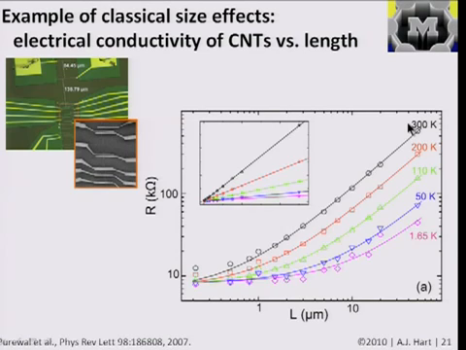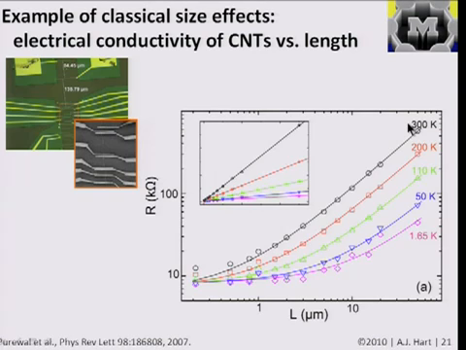Or basically, the electron can go from one end to the other without hitting another electron or hitting the wall of the material. And this means that if you're in the ballistic regime for something such as a carbon nanotube, the resistance of the nanotube will not depend on the length. There are some quantum resistances that we'll learn about that relate to getting the electron into the tube and out of the tube, but there is no length dependence.